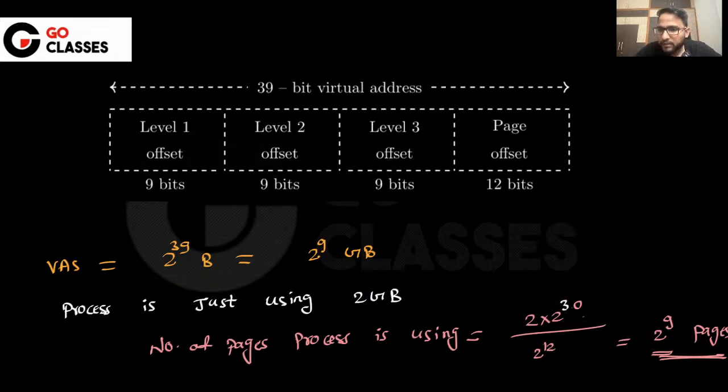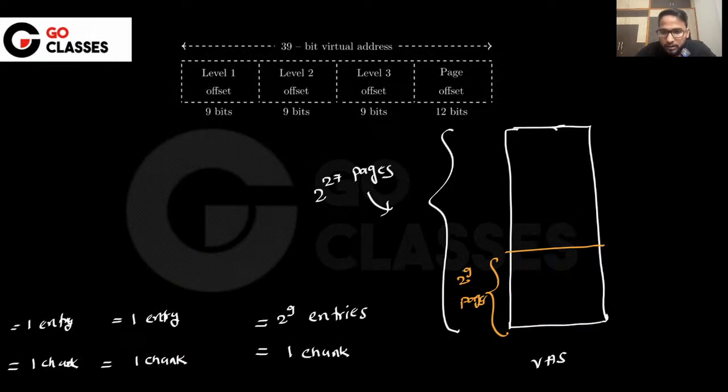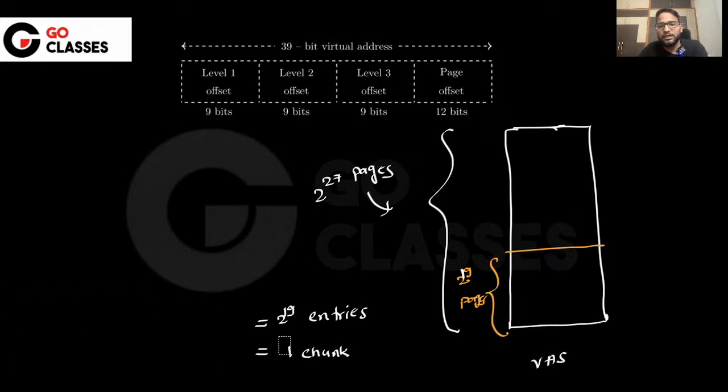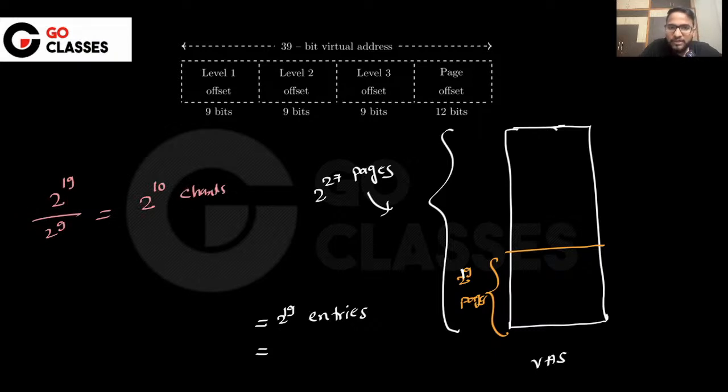So it is 30. It means I need to add 10 here, which is 2 power 19 pages. Sorry, okay, no problem. This is 2 power 19 pages, and because of 2 power 19 pages, I will be needing 2 power 19 entries. Now, can anyone tell me, because of 2 power 19 entries, how many chunks I will be needing? Each chunk is having 2 power 9 entries, so 2 power 19 upon 2 power 9, which is basically 2 power 10 chunks I will be needing, right? These many chunks I will be needing.